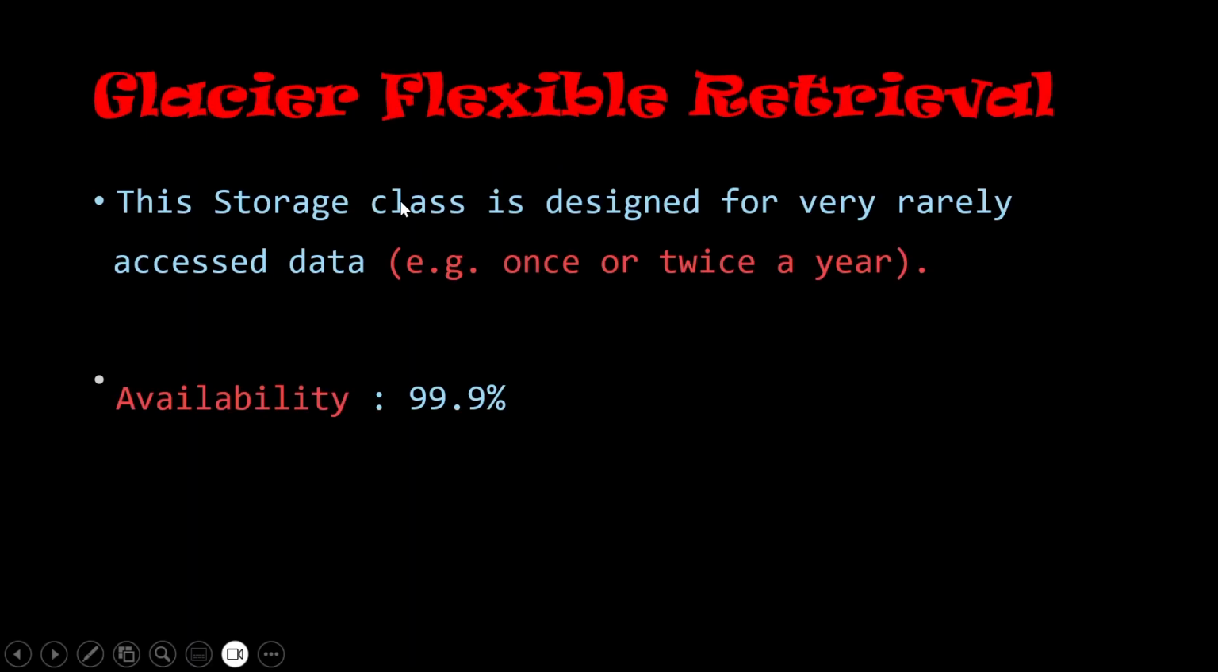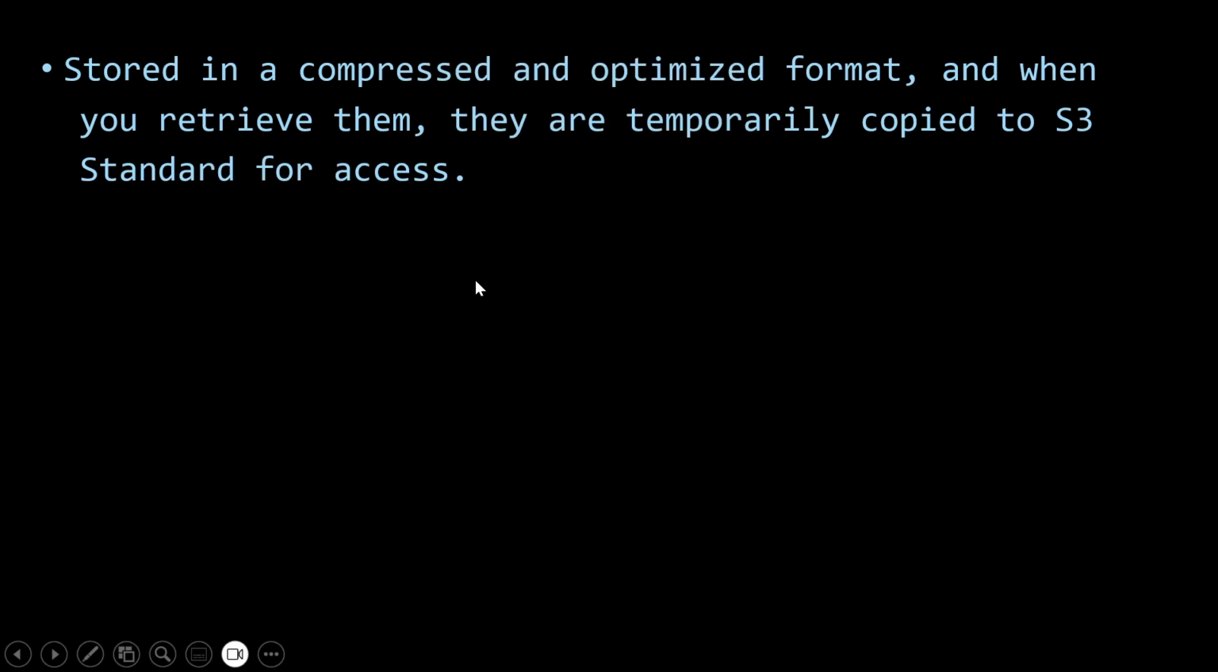Next storage class is Glacier Flexible Retrieval or S3 Glacier. This storage class is designed for very rarely accessed data. For example, once or twice in a year with flexible retrieval options. Glacier Flexible Retrieval and Glacier Deep Archive work differently when compared to other storage classes.